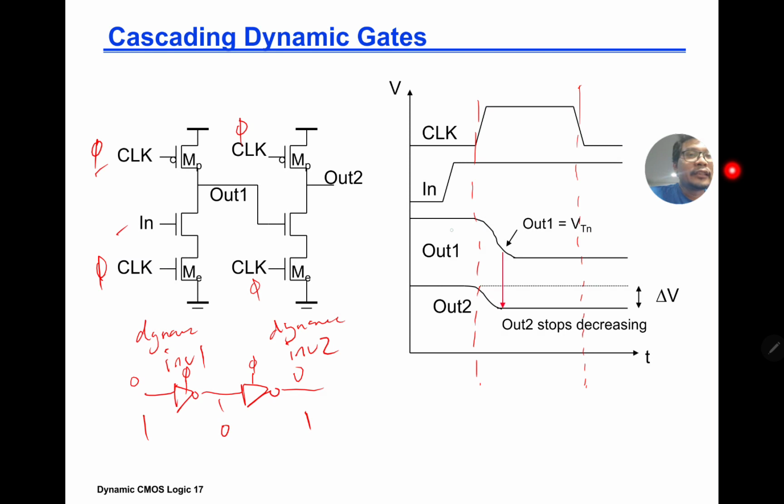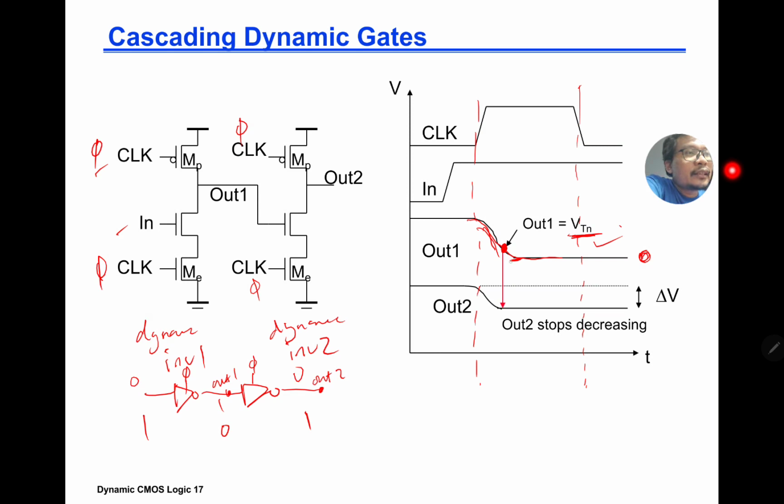So what happened here is out 1. Okay, out 1 is here, and out 2 is there. Out 1 correctly goes to 0. Okay, nice, this looks good. It doesn't go all the way to 0. It goes to VTN, in fact. Sorry, no, it actually should go to 0. VTN is right there, right before it goes to 0.